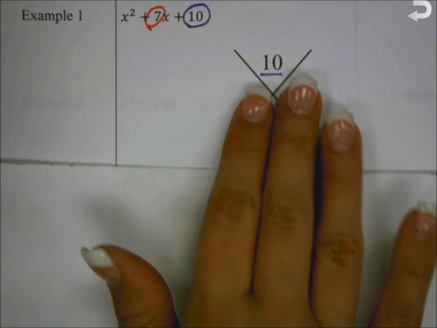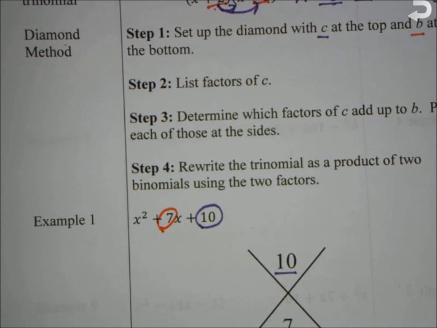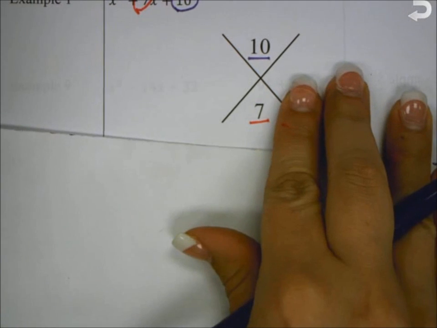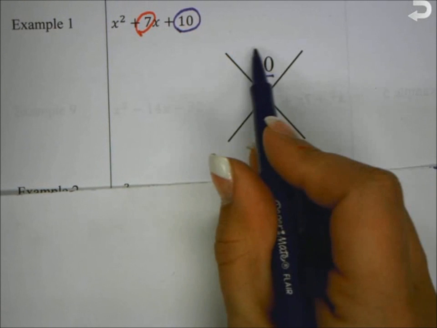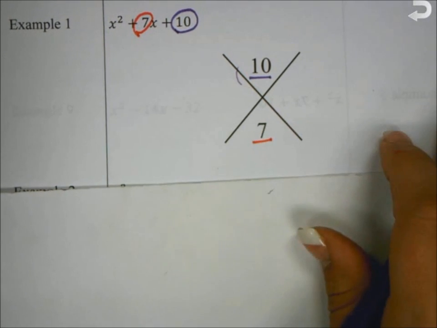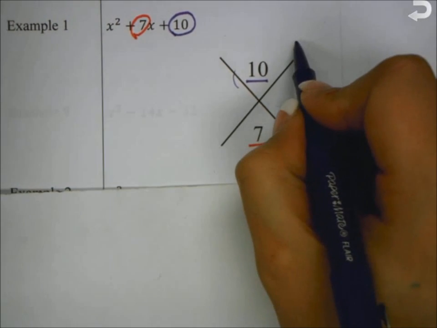All right, so then step 2 says we want to list all factors of C. So what are the factors of C? I always start at 1. So just off to the side, I'm going to list factors of 10. 1 times what gives me positive 10? Good, 1 times 10.